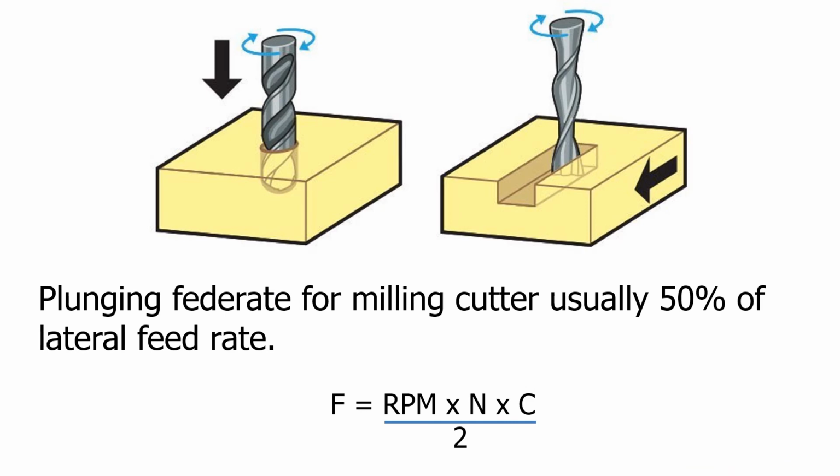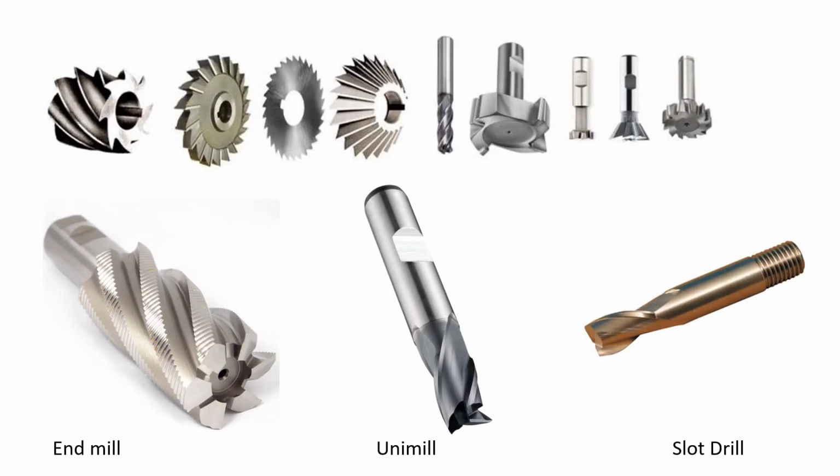Always refer to the cutter's data sheet for recommended values. Another general rule of thumb, plunge rates are usually half the lateral feed rate. Milling cutters come in various shapes and sizes. Not all cutters can plunge on their full diameter, like an end mill. But an end mill can feed faster through the material due to its having extra flutes. Whereas a slot drill can plunge to its full diameter, but feed slower through the material because it only has 2 flutes.